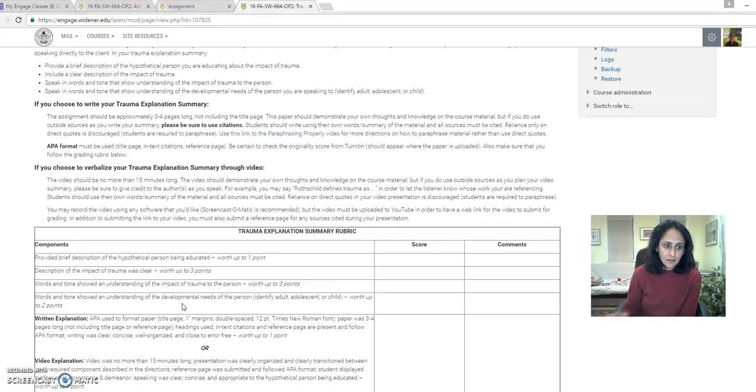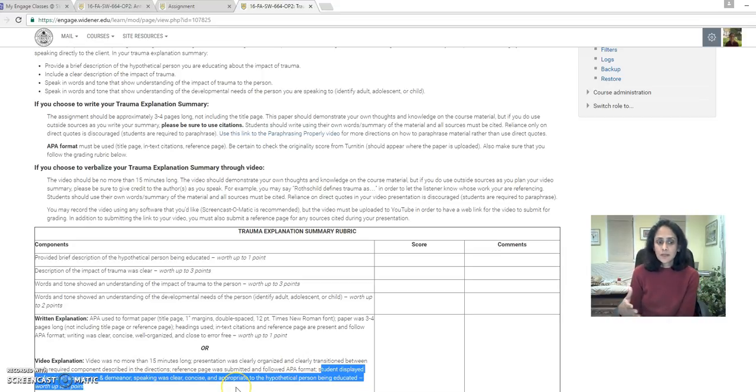So that's the words and tone, showing an understanding of the developmental needs. You've been through this in other assignments. If you write it, it has to be in APA format. And for the video, you have to submit a reference page following the APA format, and you have to display professional appearance and demeanor. Speaking is clear, concise, and appropriate to the hypothetical person being educated.